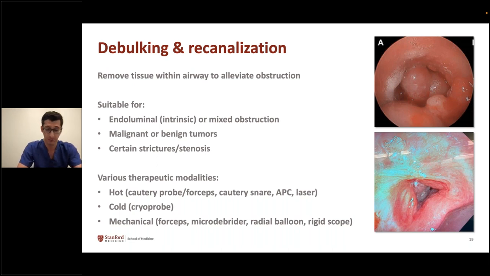Some can be done via flexible bronchoscopy alone, some with rigid bronchoscopy, especially where we're talking about complex lesions that may require stenting. And there are lots of different therapeutic modalities that we use. So this is a list short of stenting. You have lots of hot therapies that June talked about: cautery probes and forceps, snares, APC, lasers; cold therapeutics, cryoprobes, for example; and then all of our mechanical tools. So forceps, microdebrider, using a balloon for dilation, and the rigid bronchoscope itself for debulking and coring out lesions.